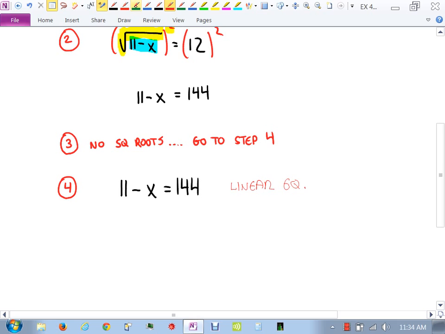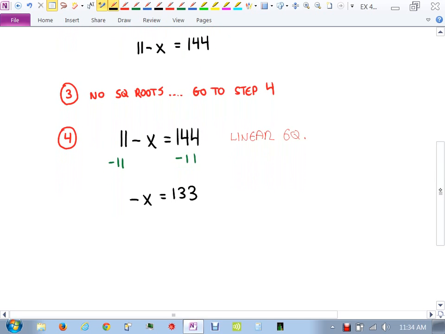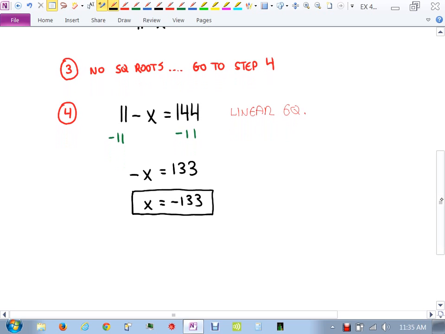Subtract 11, both sides. So you have negative x equals 133, right? And then how do I get x by itself here? Divide by negative 1 or multiply by negative 1. All it does is change the signs on both sides. And now I have a potential solution here, don't I? x equals negative 133.